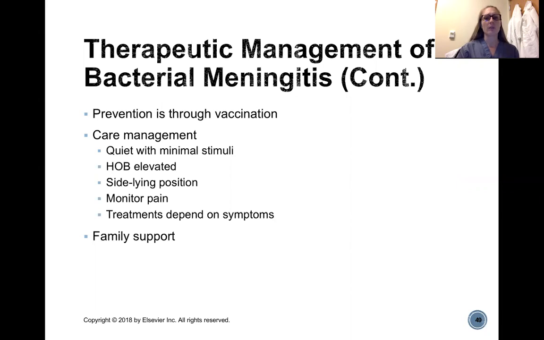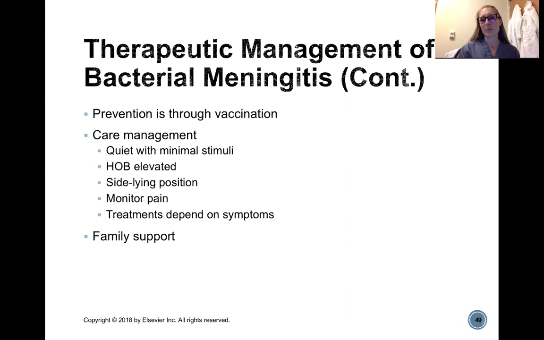So we're going to want to keep the light down. We're going to want to keep the noise levels at a minimum, and we're not going to want to move them very much. The head of the bed we want elevated to, again, decrease the intracranial pressure. They might be more comfortable in a side-lying position because they have nuchal rigidity. Their neck is just really rigid. And so we really want to monitor their pain as well and treat depending on what symptoms they're having.